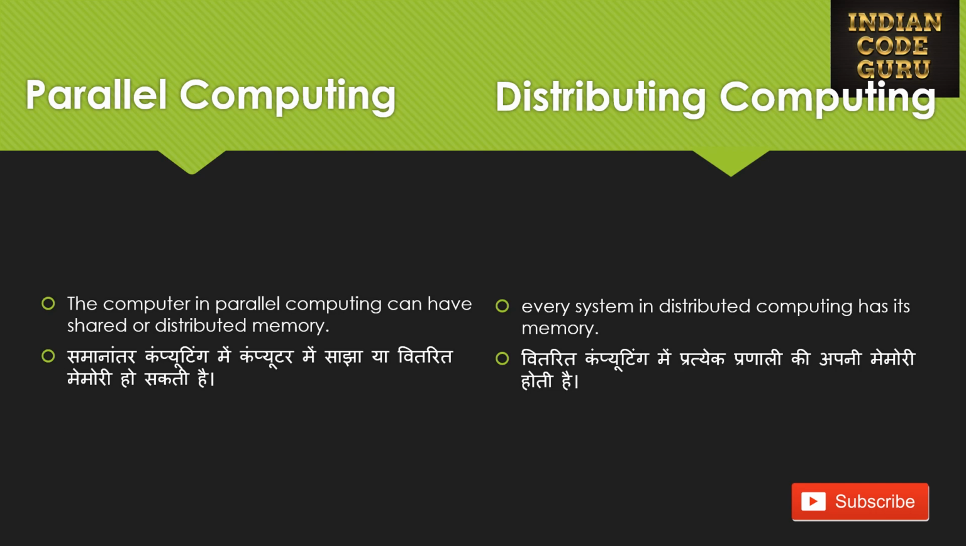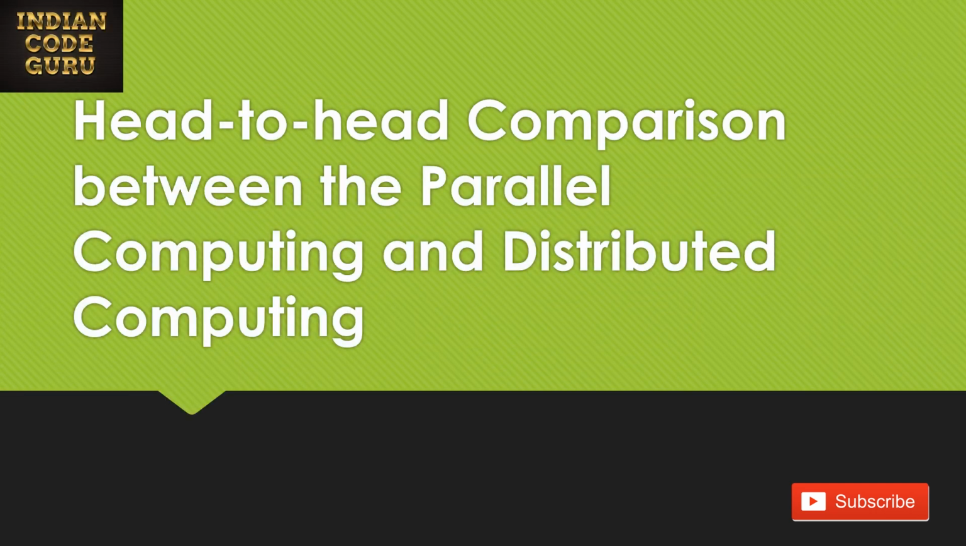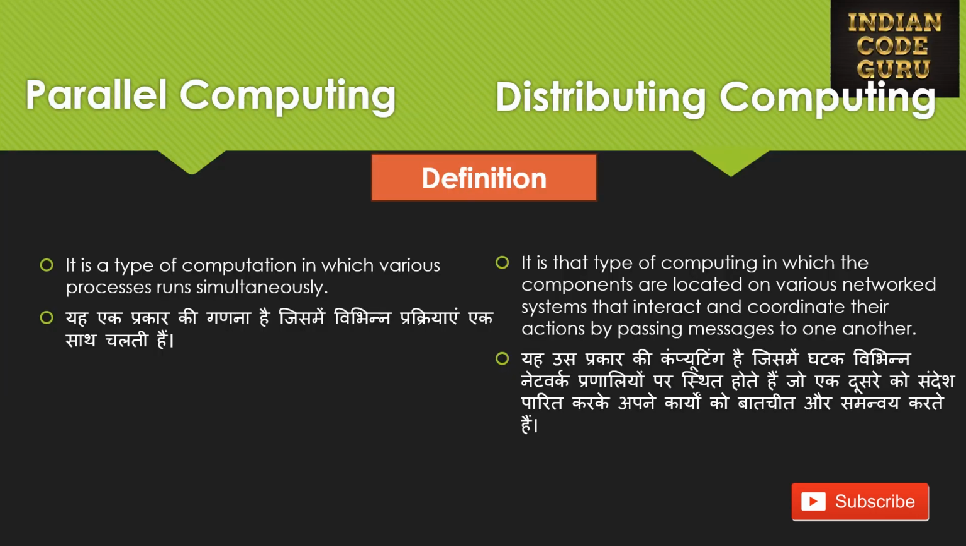Parallel computing. The computer in parallel computing can have shared or distributed memory. Distributed computing. Every system in distributed computing has its memory. Parallel computing. Multiple processors execute multiple tasks simultaneously in parallel computing. Distributed computing. Many computer systems execute tasks simultaneously in distributed computing.